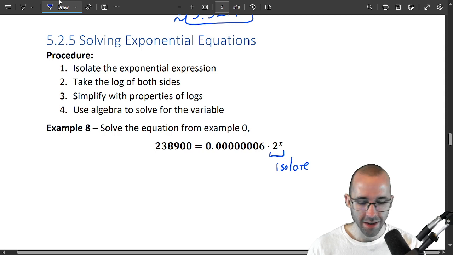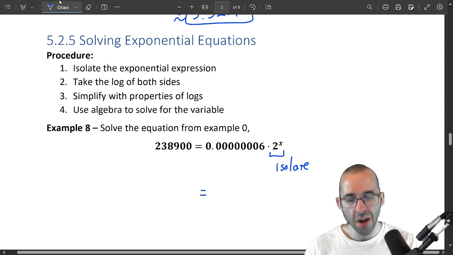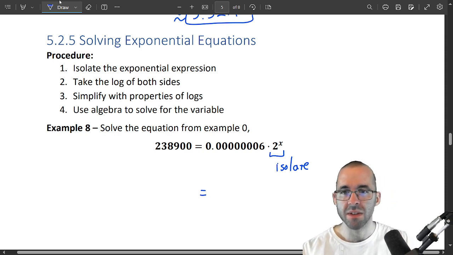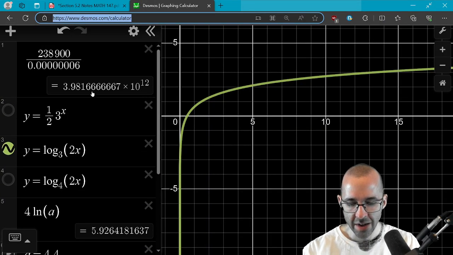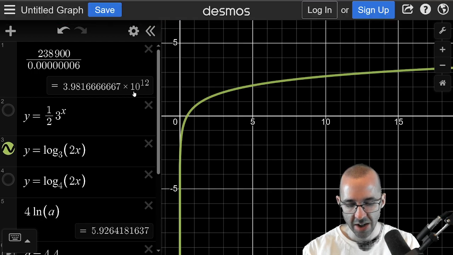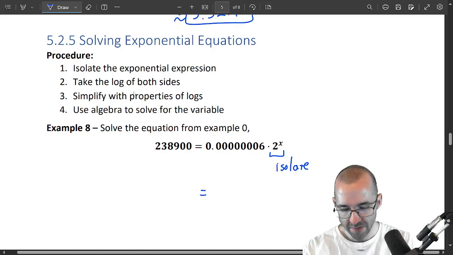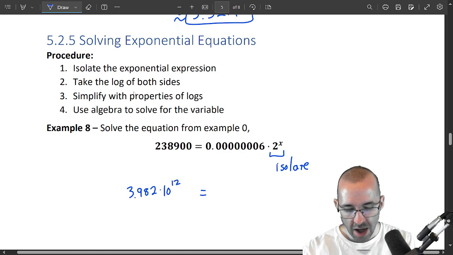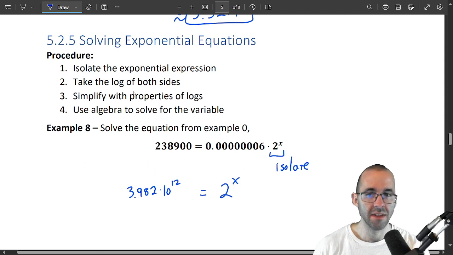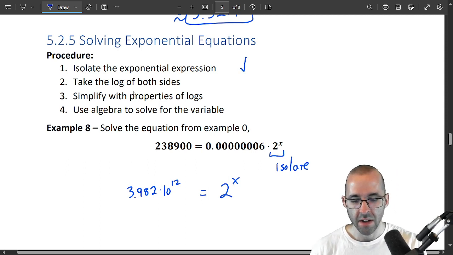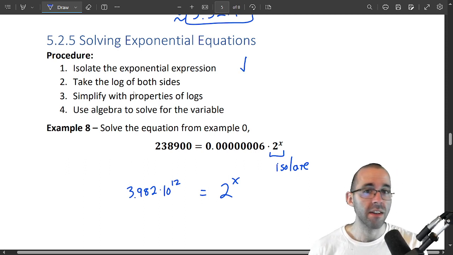So if you remember back in example 0, what I did is I divided both sides by that 0.00000 whatever. And when I divided both sides by that, if you remember, what I got was this big number up here, 3.982 times 10 to the 12th. And on the right-hand side, all we were left with is 2 to the x power when we divided both sides. That was step 1. Step 2 is to take the log of both sides.